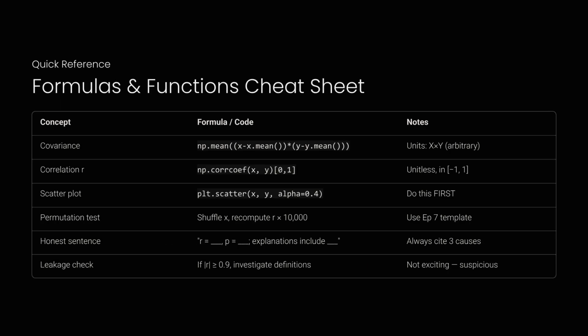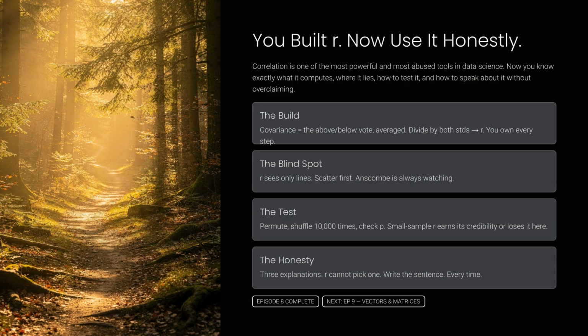For your quick reference, use this cheat sheet to recall the formulas for covariance and correlation. Remember to always prioritize your scatter plots and perform leakage checks whenever you identify high correlation. To wrap up, you now have the tools to build, test, and speak honestly about correlations. Use the methods we have covered to avoid common traps and produce meaningful, data-backed insights.